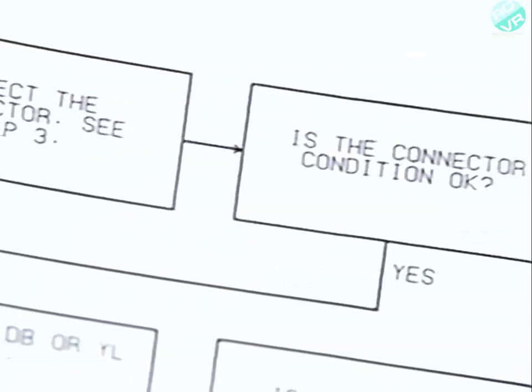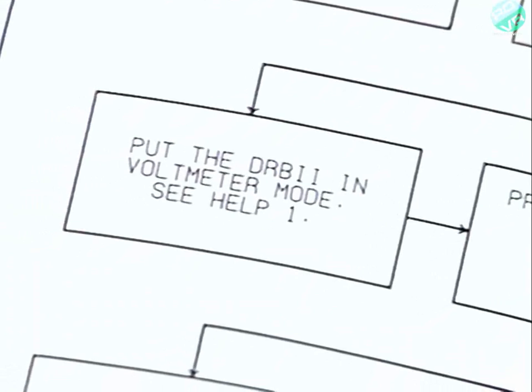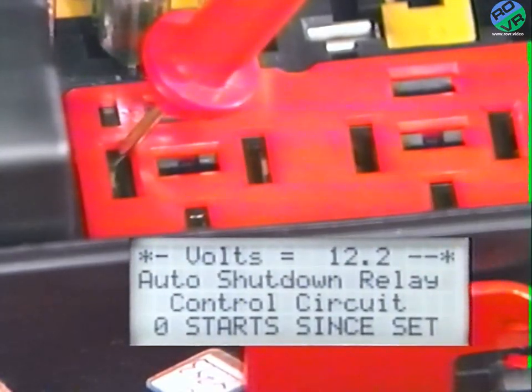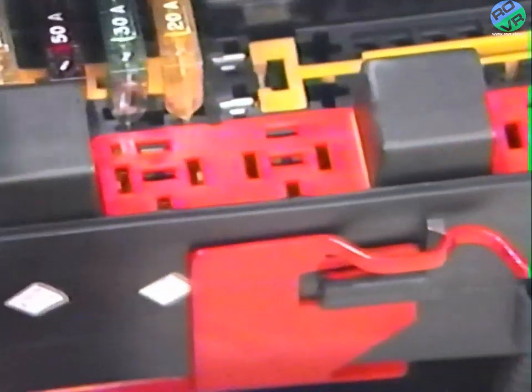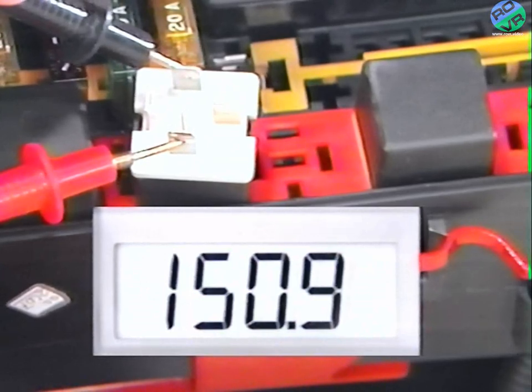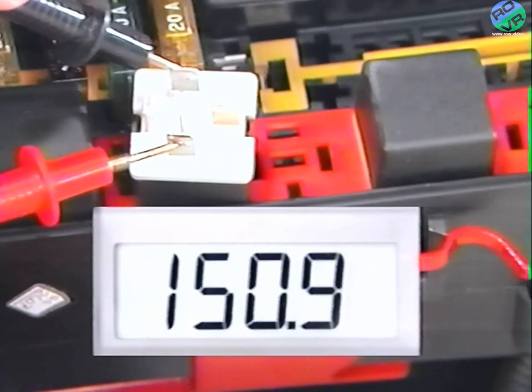But if the connector is in good condition, test NS10A instructs you to put the DRBII in the voltmeter mode and probe the yellow wire. If the voltage is not above 10 volts, there is an open in the yellow wire from the ignition switch. But if the voltage was above 10 volts, the lead from the ignition switch is good. The next step is to test the resistance across the ASD relay terminal using an external ohm meter. If the resistance is above 100 ohms, the auto shutdown relay is faulty and needs to be replaced.